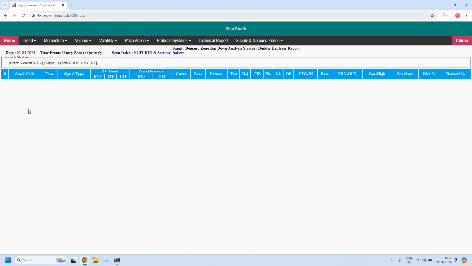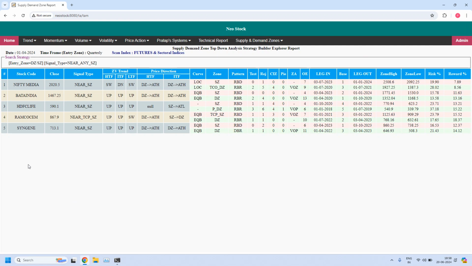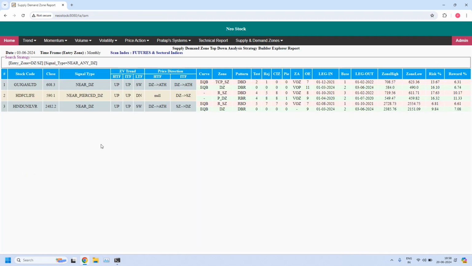No stocks are available. So I'm going back. For quarterly time frame, let us find the stocks near quarterly supply zone. 5 stocks are filtered near to the quarterly supply zone. So I'm going back, changing the time frame to monthly. For monthly time frame, let us find the stocks near monthly demand zone. So 3 stocks are filtered near to the monthly demand zone.